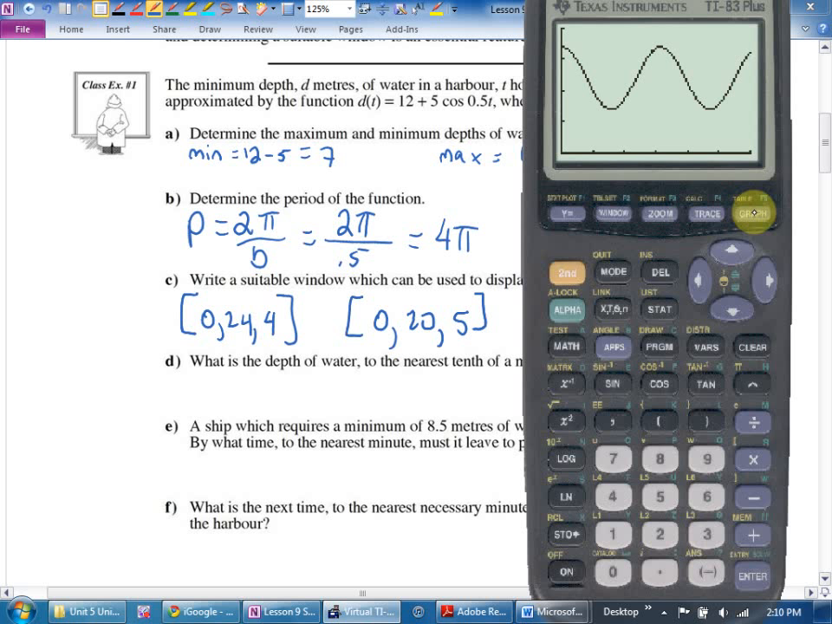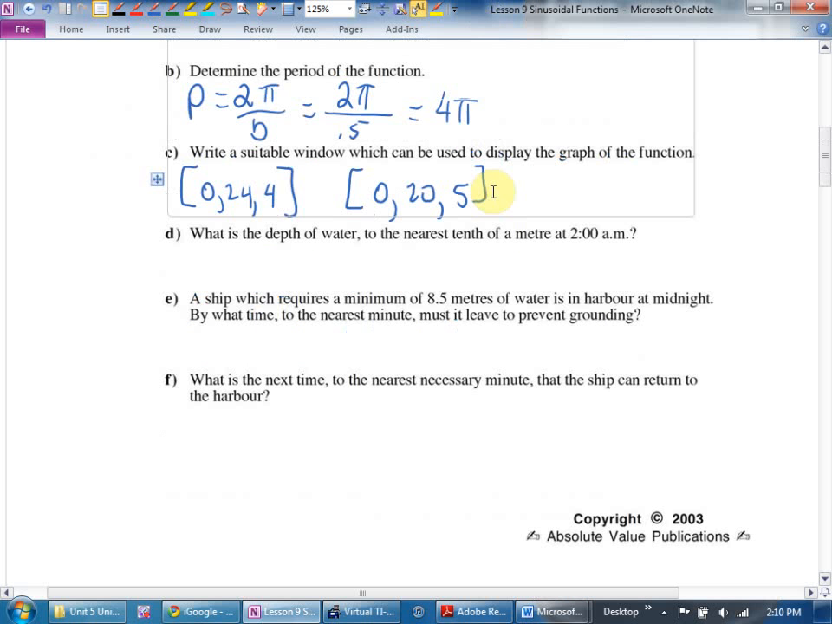So we have our lovely tidal graph. D says, what is the depth of water to the nearest tenth of a meter at 2 a.m.? What are they wanting me to find in this question? Depth. What variable is depth in my equation, X or Y? Y. What have they given me in this question? 2. Is that an X or is that a Y value?